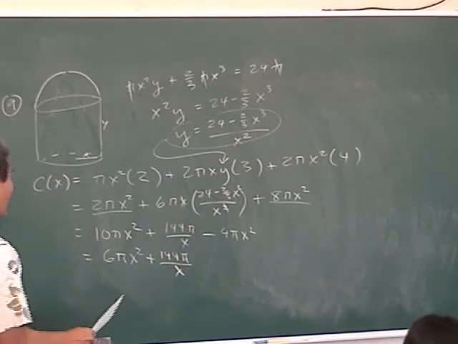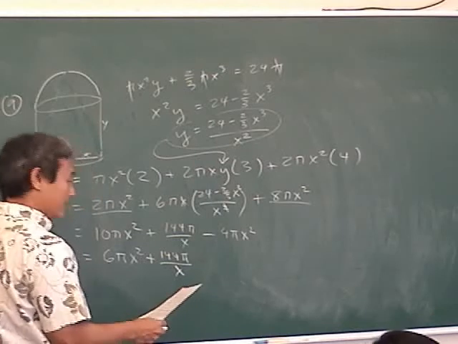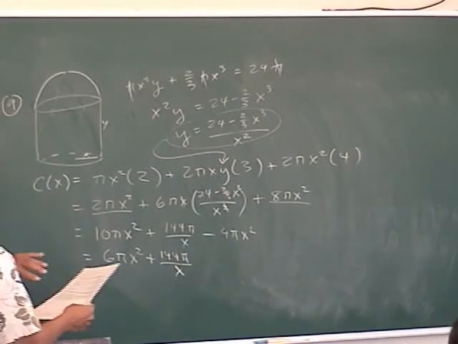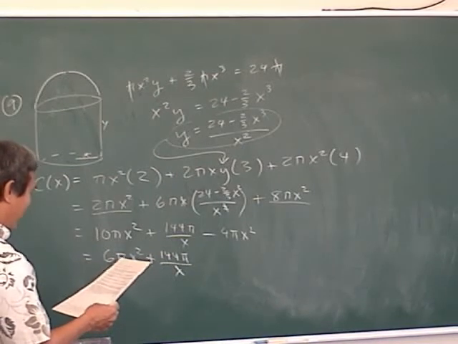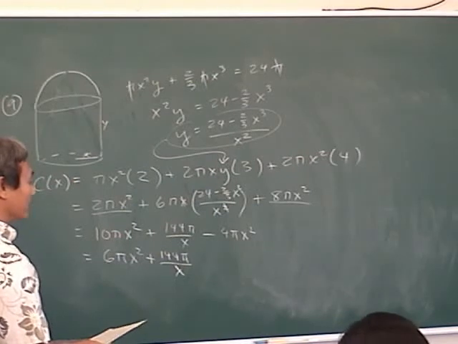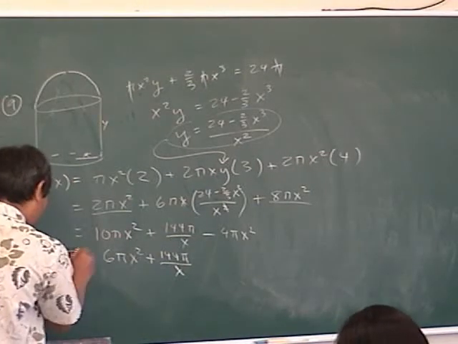Now, of course, if you don't get part A, part B and C is gone already, right? Okay, part B. For what values of x is the cost 102 pi dollars? Where do I plug in the 102 pi? Right here, for C, the cost, 102 pi.